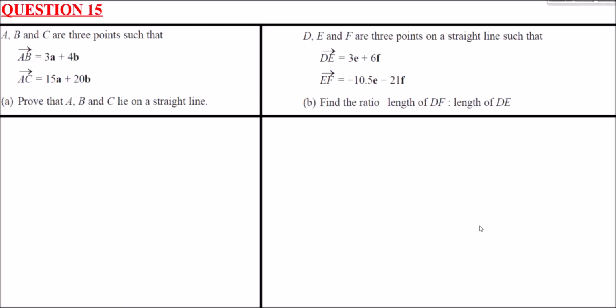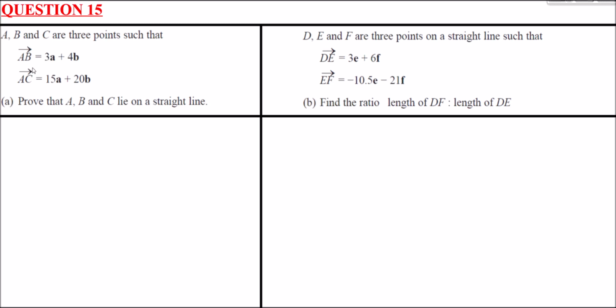Question 15. A, B and C are 3 points such that the vector from A to B is 3a plus 4b. The vector from A, but this time going to C, is 15a plus 20b. We have to prove that A, B and C lie on a straight line. To do this, what we need to show is that the direction from A to B is exactly the same as the direction from A to C. If AB and AC are part of a straight line, it stands to reason they have to be going in the same direction. If one's going in a different direction, that's two different straight lines, isn't it?